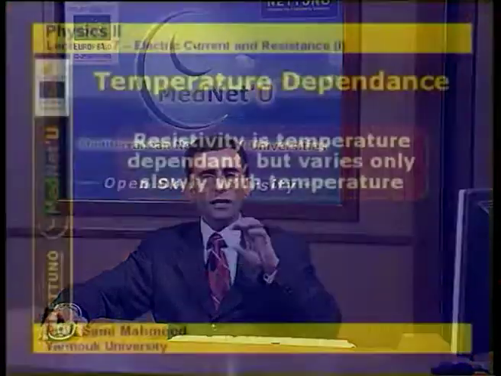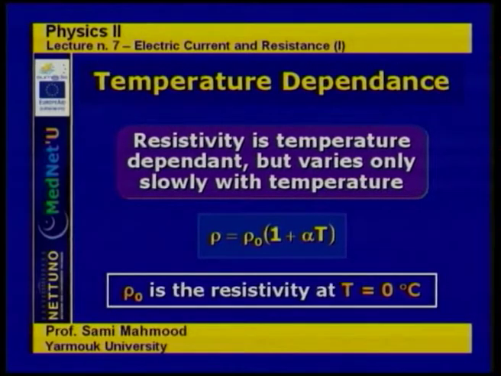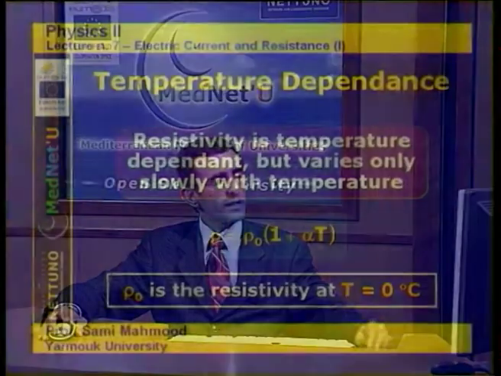The resistivity is temperature dependent, but the dependence on temperature is very slow in a sense. So it does not vary much with temperature. And the formula that gives the temperature dependence is simply rho is equal to rho naught times (1 + alpha T), where rho naught is the resistivity of the material at 0 degrees centigrade. So if we set up this definition, rho naught is at 0 degrees centigrade, and alpha is the constant of proportionality. Thus, T is the temperature of the conductor in degrees centigrade.